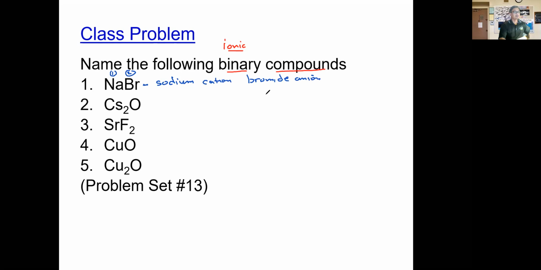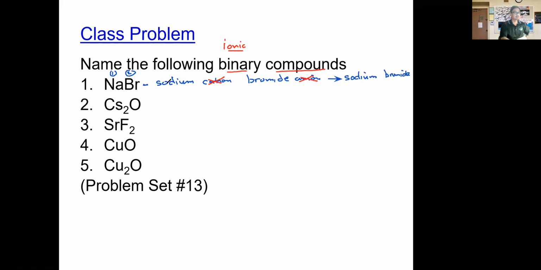So when we go to name this compound, remember what we're going to do is drop the last part of the name, write down whatever's left over, and then we will have the name of the compound. So what's left over? Let's write this down. We have sodium bromide.